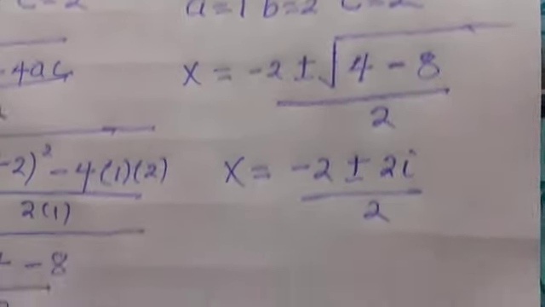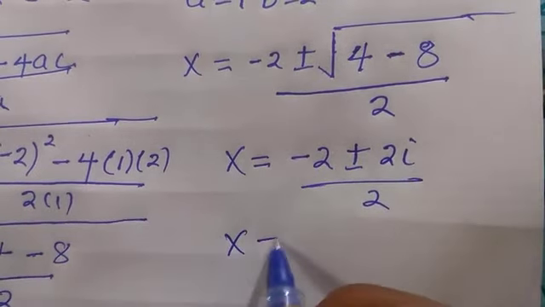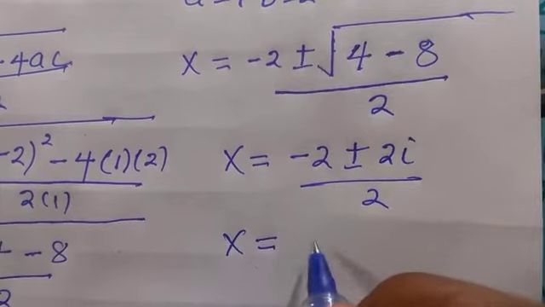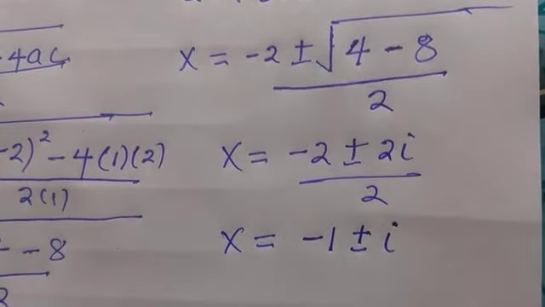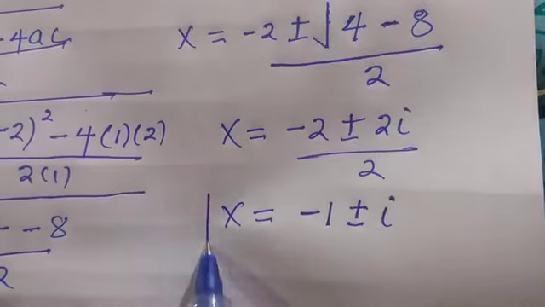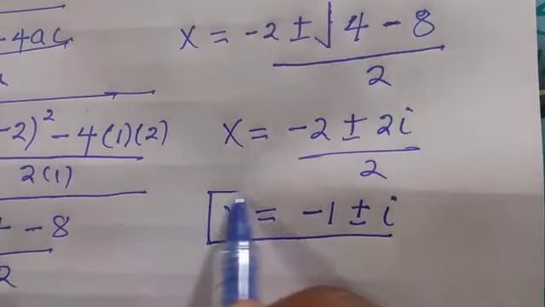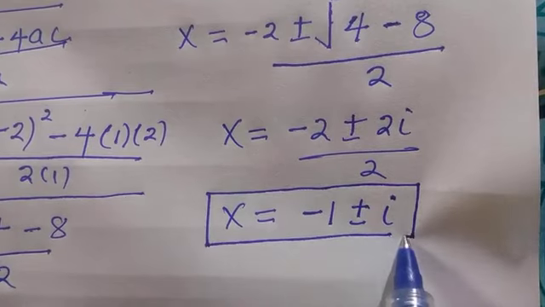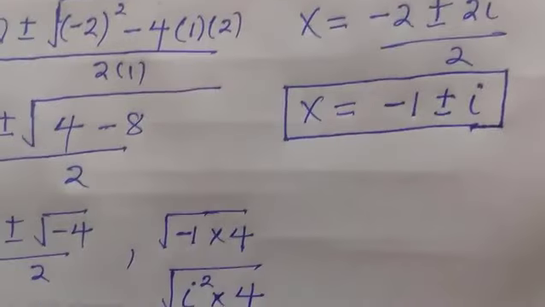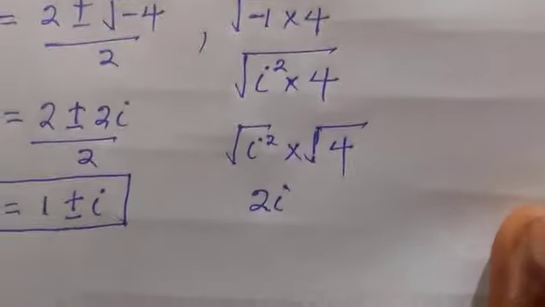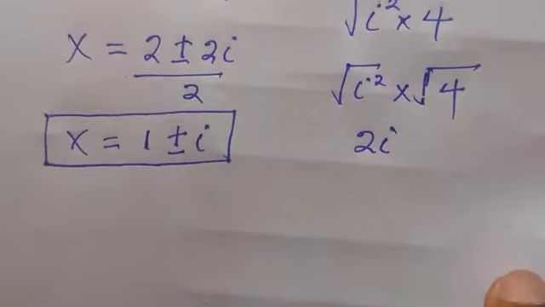And by factoring out 2, as we did earlier, we have x equals minus 1 plus or minus i, or you can say plus or minus i minus 1 anyhow. And this gives the 4 solutions to the problem we have above.